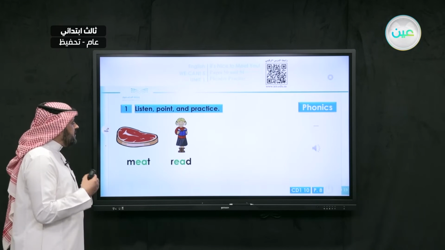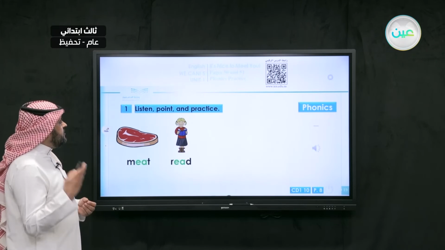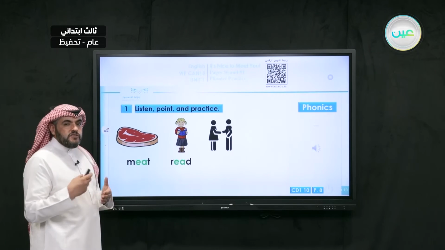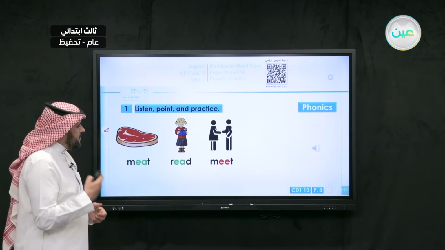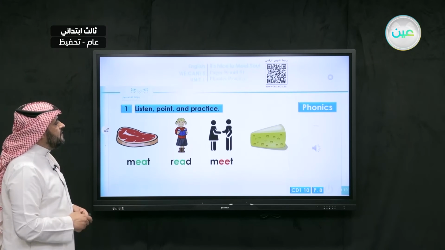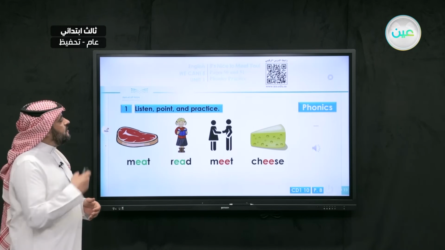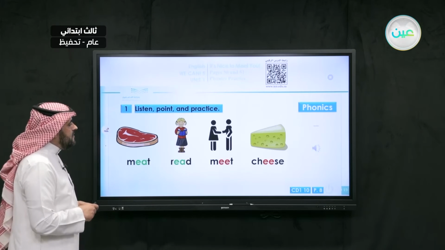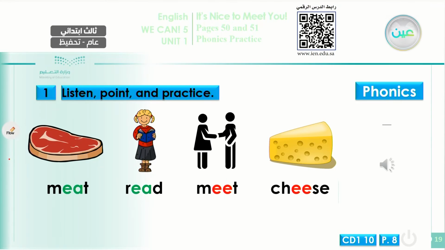So the word here, read. And you see the vowel sounds here, R-E-A-D. And here you can tell what is this picture. Somebody is meeting somebody else. So the word here is meet. M-E-E-T. What is this? This is cheese. How do you spell cheese? Correct. C-H-E-E-S-E. Let's listen to your colleague reading these 4 words.